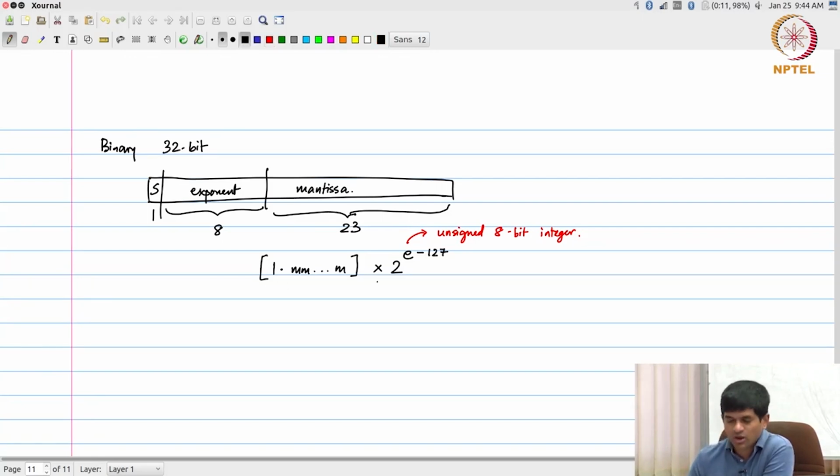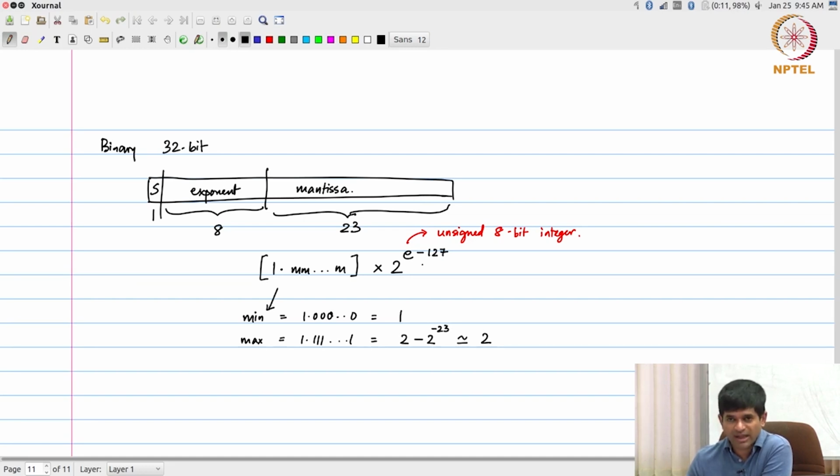What happens over here, this 1.mmm, the minimum value that I can have over here is 1.000 is equal to 1, and the max value is going to be equal to 1.111, which is 2 minus 2 power minus 23, which is approximately equal to 2, it's some 1.99 something. Now, what this means is I have got a 32-bit value similar to my 32-bit integers, but what am I going to do with it?